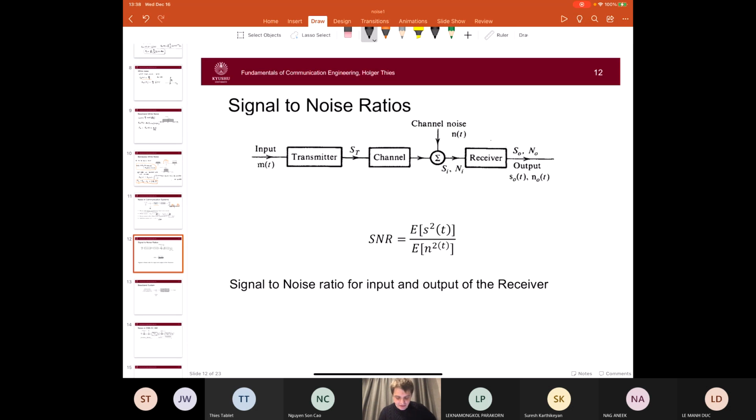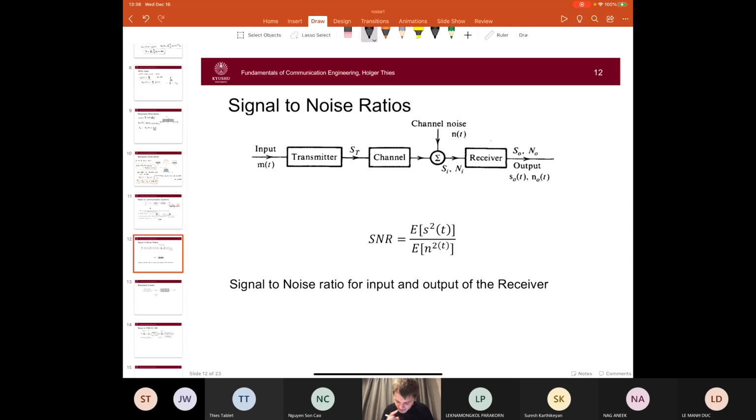Then, to quantify how good a communication system is when we also have noise, we define something called the signal to noise ratio. The signal to noise ratio gives you the power of the signal divided by the power of the noise. So how many times stronger is the signal than the noise? We will define two signal to noise ratios at two different points in the communication system.